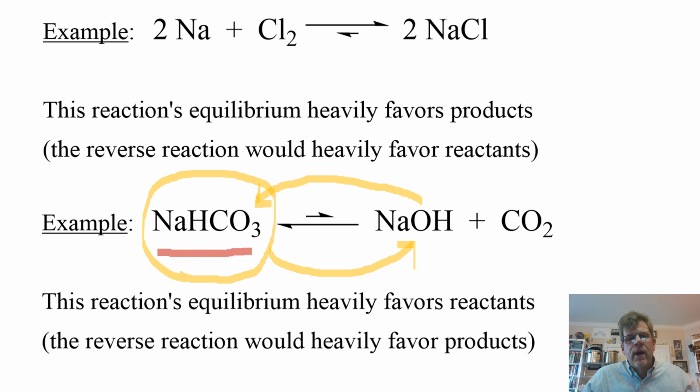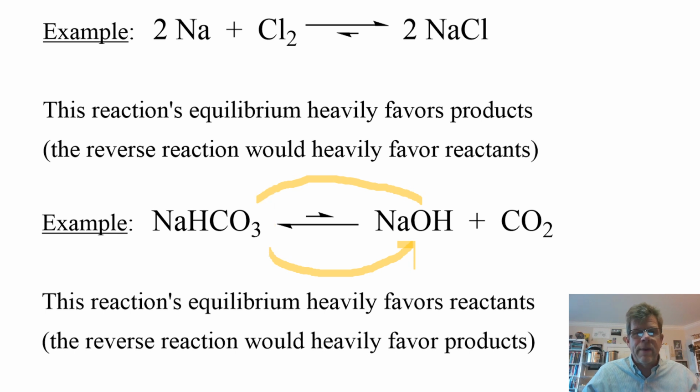So if you have your sodium bicarbonate and you're putting it in your cat's litter basket, you don't have to worry about it forming carbon dioxide and sodium hydroxide, at least not to any extent where your cat would be able to figure it out.